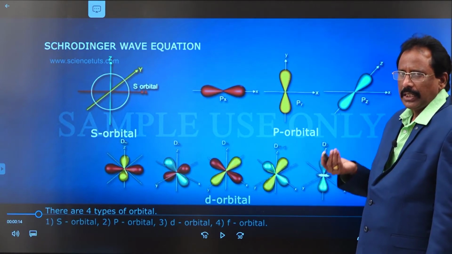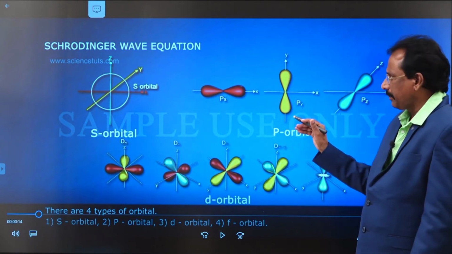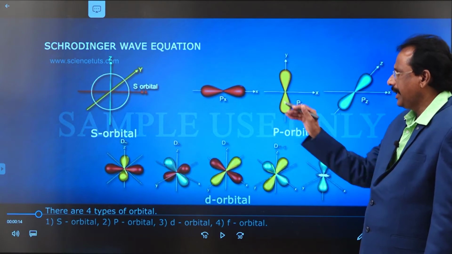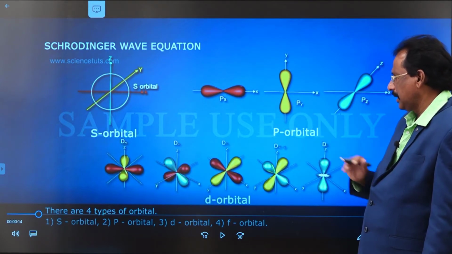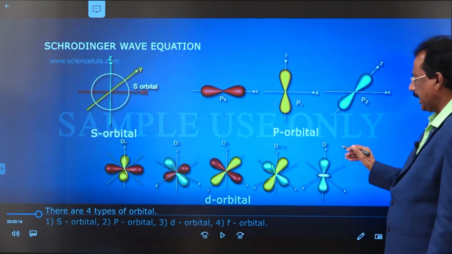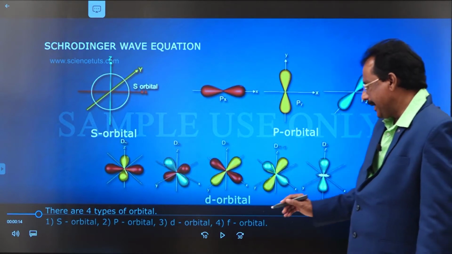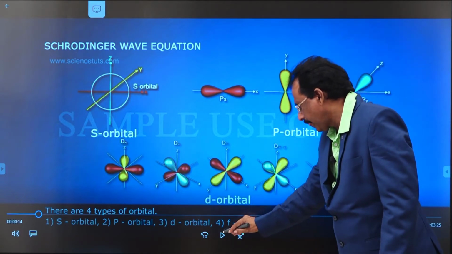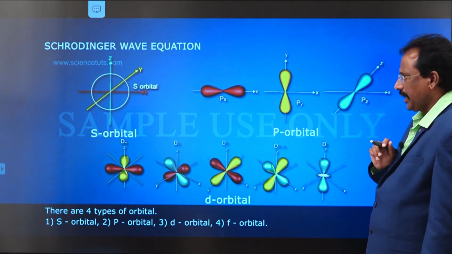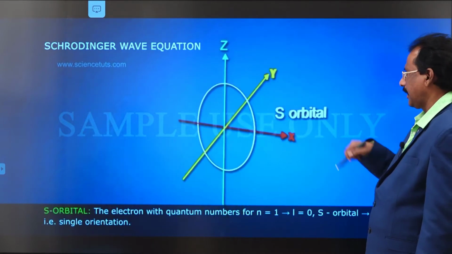For d orbital, L is equal to 2. Five d orbitals are present in a d subshell: dxy, dyz, dxz, dx square minus y square and dz square orbitals. So, angular probability distribution curves describe the shapes of the various available orbitals.